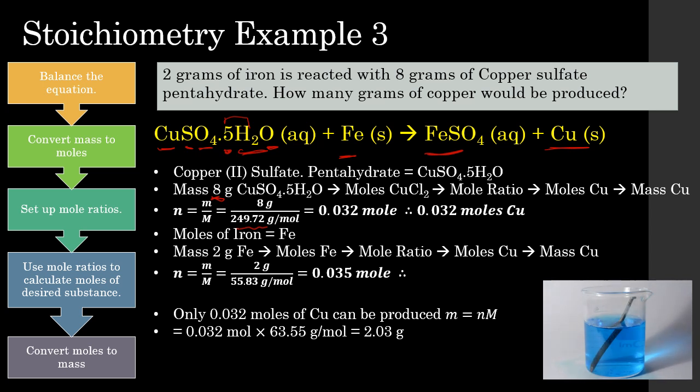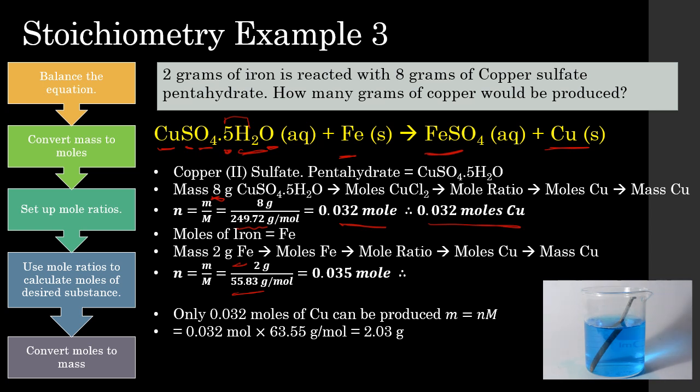So in theory, for every 1 mole of copper sulfate pentahydrate, we produce 1 mole of copper. So if we've got 0.32 moles of copper sulfate pentahydrate, we'll produce 0.32 moles of copper. Now let's just run through our moles of iron as well. So we've got 2 grams of iron. And so we want to calculate the moles of that first. So number of moles equals the 2 grams divided by iron's molar mass, which is 55.83 grams per mole. And so that's 0.035 moles.